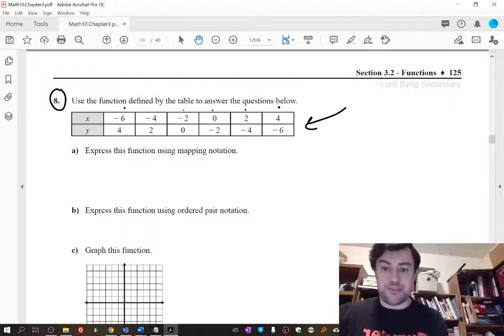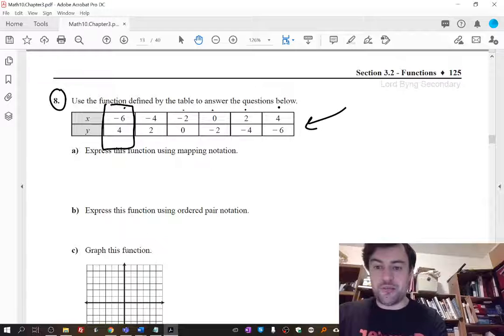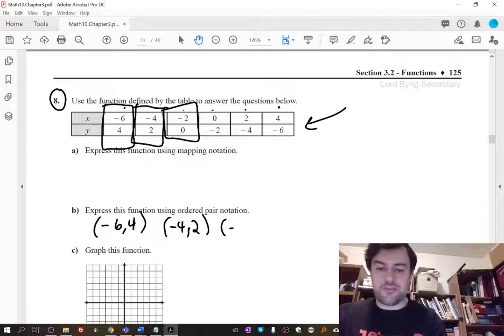So for my ordered pairs, each column is going to make an ordered pair. So I'm going to make -6 and 4 from this column. This column is going to make -4 and 2. This column is going to make -2 and 0, and so on. You just go through all the columns, and you can produce the ordered pairs from this. You got 0 and 2.